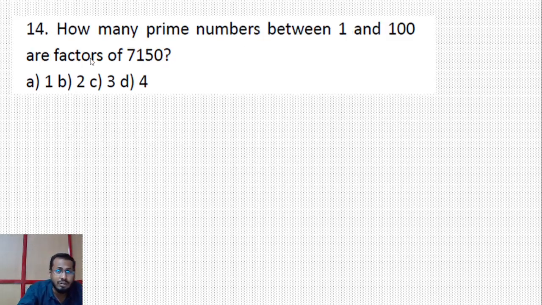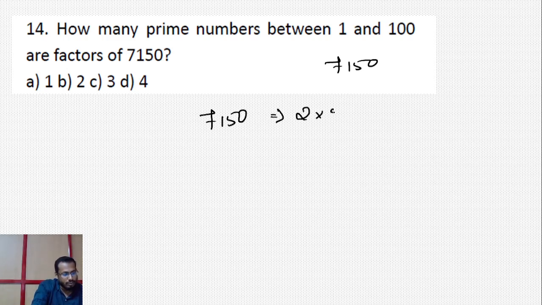Right, next question. How many prime numbers between 1 and 100 are factors of 7150? So again take the division method, and you will get the answer. I think you know how to do the division for this. For 7150, I just write the prime factors here. For 7150, we will get 2 into 5 into 5 into 11 into 13.